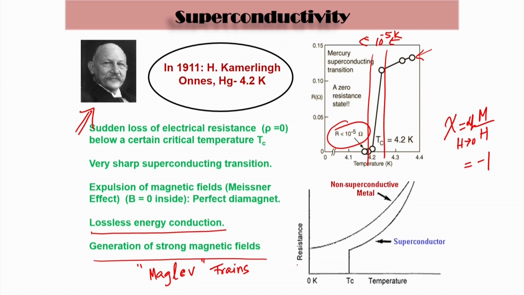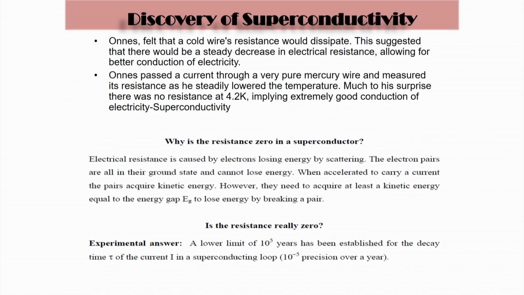So, let us see what happens for a good metal and a superconductor. In a good metal, the resistivity decreases, and as T goes to 0, it gives you a value which is finite. So, this is rho not equal to 0. Whereas, for a superconductor it decreases and then it suddenly drops to 0 at a temperature T equal to T c. So, that is the basic difference between a good metal and a superconductor.